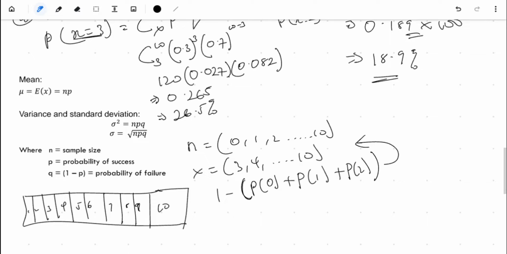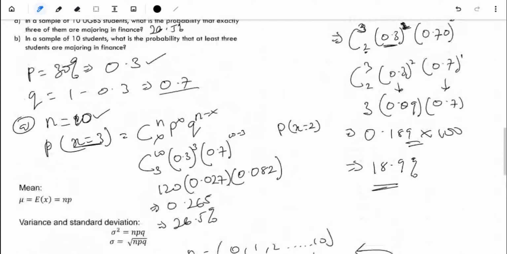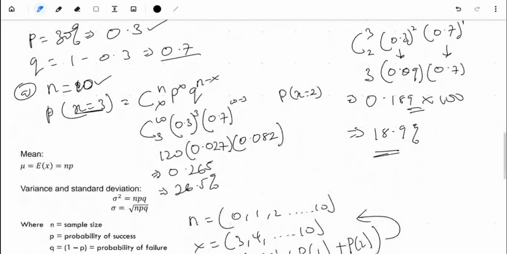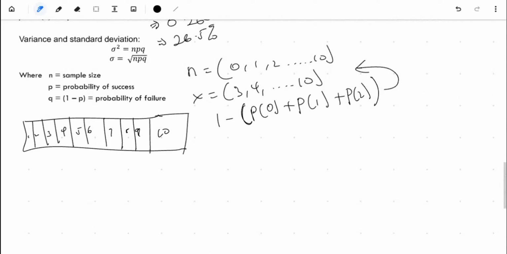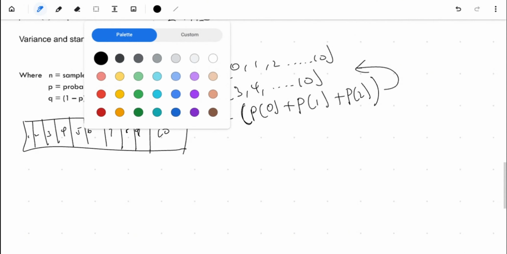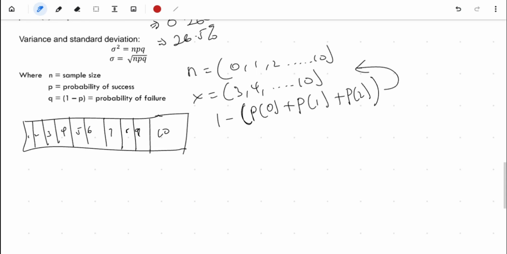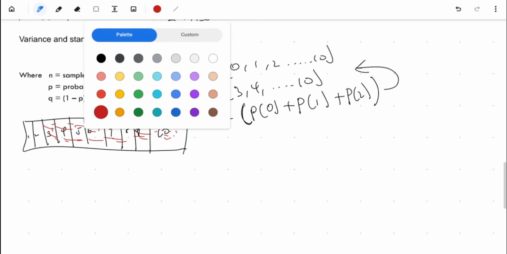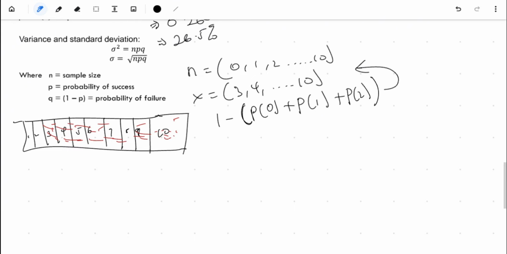Okay. Yeah, so this is 10. And what they are looking for is the probability that at least 3 students are majoring in finance, right? So at least 3 students are majoring in finance. It means they want, starting from this place, all these students here majoring in finance. So who are the students that are not majoring in finance? This is 0 here. These are the students that are not majoring in finance. From this 0 to these 2, they are the students that are not majoring in finance.